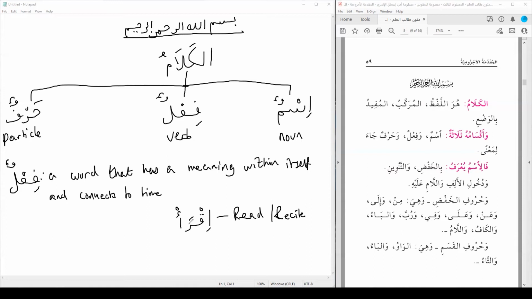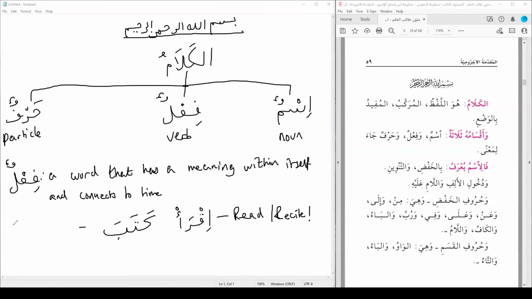And does it connect to a time? In this case, when you command someone to iqra, read, the action has not taken place yet, but you are asking them to start the action. So even if it isn't the immediate scenario, it will be considered to be the future tense. But there are other verbs that can show present tense and also past tense. For example, kataba.